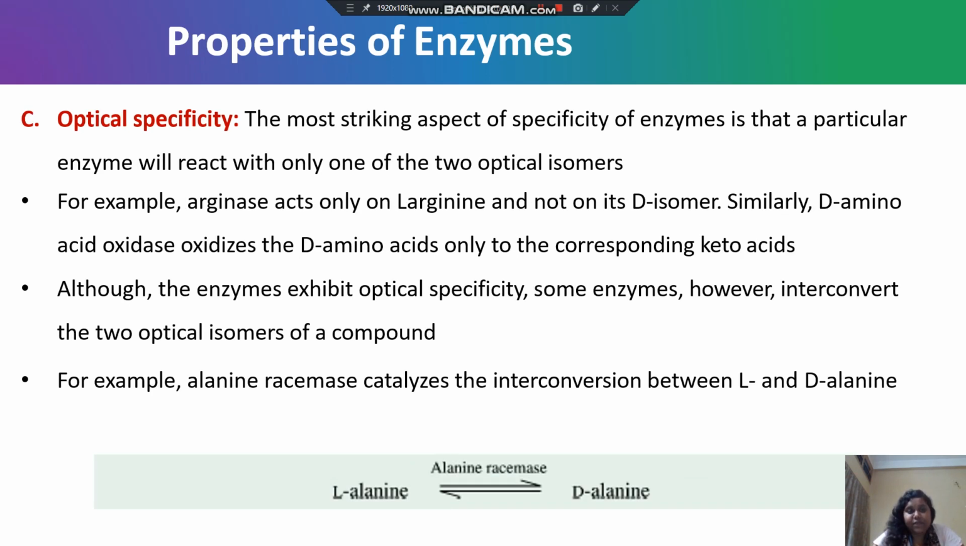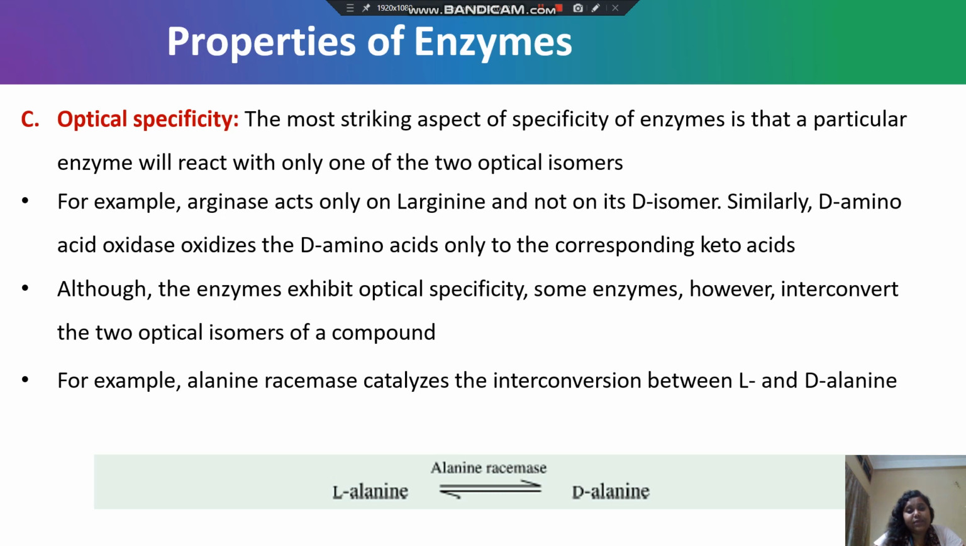The third one is optical specificity. The most striking aspect of specificity of enzymes is that a particular enzyme will react with only one of the two optical isomers. For example, arginase acts only on L-arginine and not on its D isomer. Similarly, D-amino acid oxidase oxidizes the D-amino acids only to the corresponding keto acids.